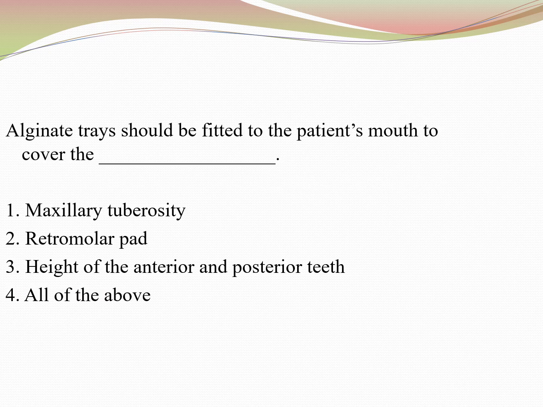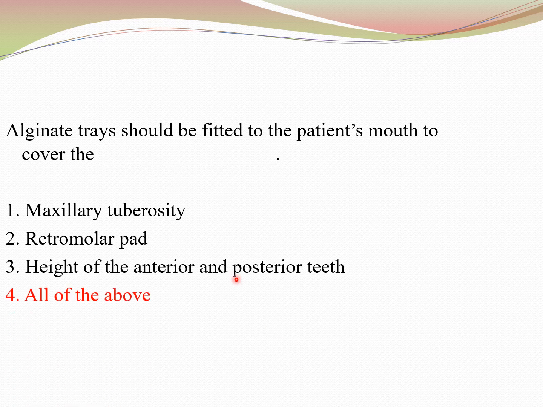Next, about alginate again. Alginate trays should be fitted to the patient's mouth to cover where? Maxillary tuberosity, retromolar area, height of the anterior and posterior teeth, or all of the above? And I think I gave that one away. All of the above is the correct answer for this one.